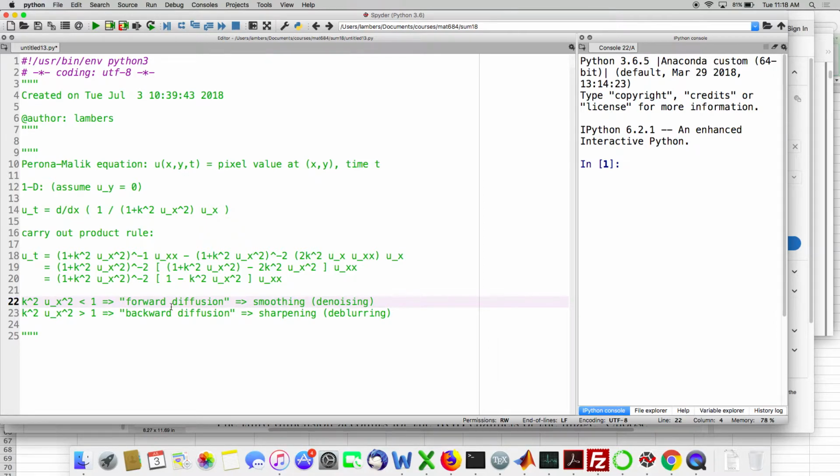But this was a very good start. So this is basically the starting point for PDE-based image processing, and there have been so many variations of different kinds to improve on it.